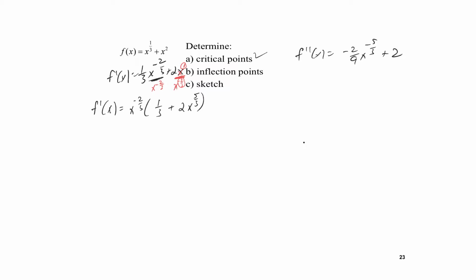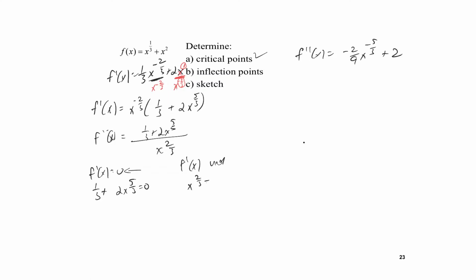All right, so let's actually put this into full rational form. So I'm going to put this here as (1/3 plus 2x^(5/3)) all over x^(2/3). So now we're going to have to deal with the undefined portion. So I'm going to set f prime equal to 0 as well as f prime undefined. Now zeros, as I mentioned, come from the numerator. So I'm going to take 1/3 plus 2x^(5/3) and set it equal to 0 and work it out. I'm going to set the denominator equal to 0 and work it out.